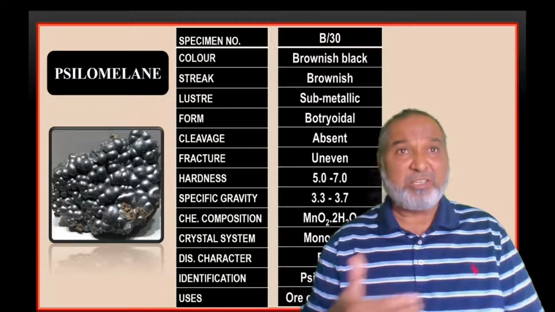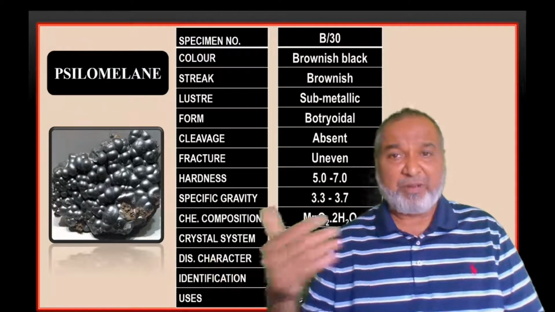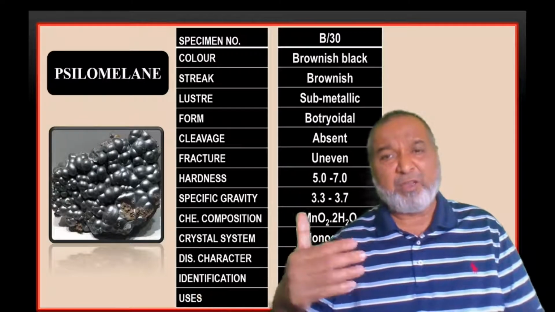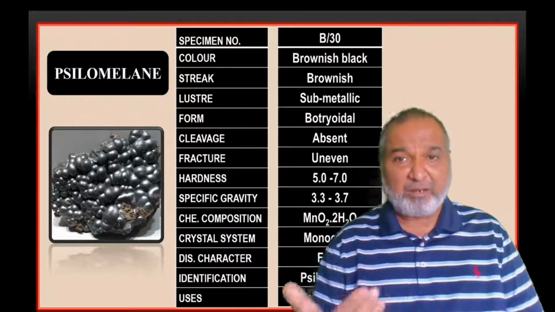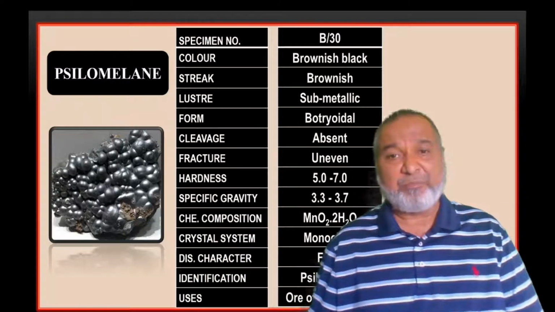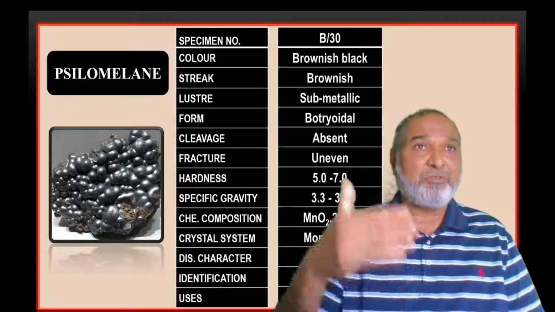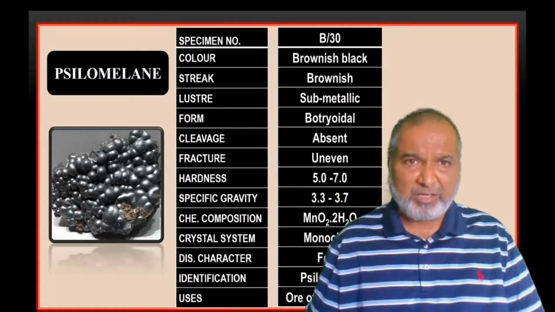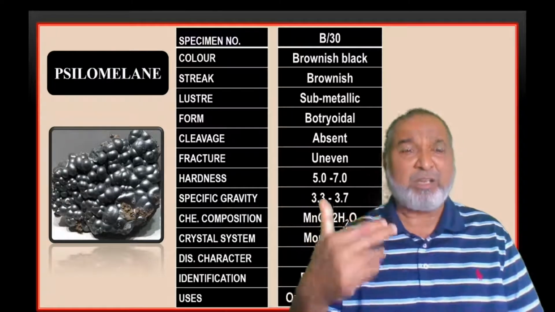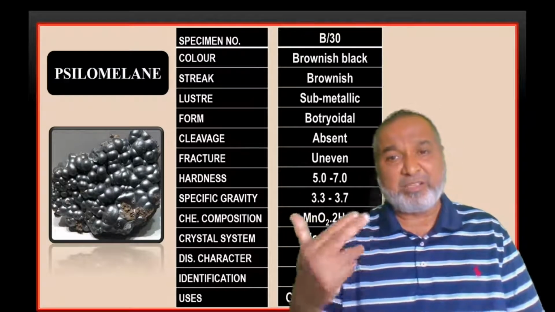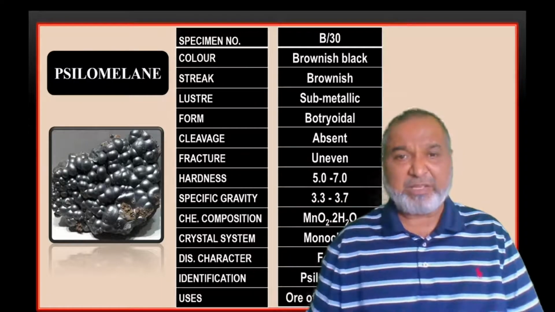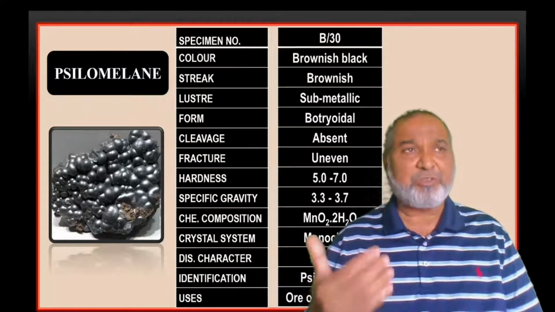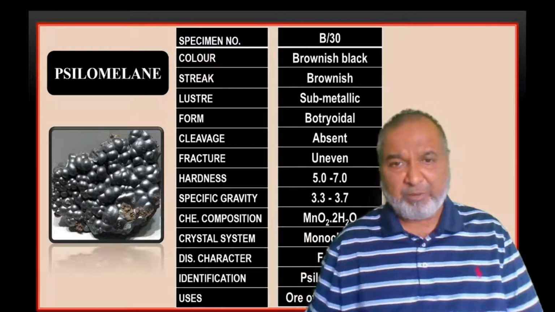Next one, cleavage. Everywhere it is absent. Fracture, everywhere uneven. Hardness, most of the minerals are going to give you 5 or 5.5 to 7. Specific gravity, everywhere we have high. And a very important one, you have to remember the chemical composition, because when you write in the practical examination, you have to write down the chemical composition. For this there is a mark, but the crystallographic system is not required. Distinguishing characters are required, on which property you are going to identify this mineral.